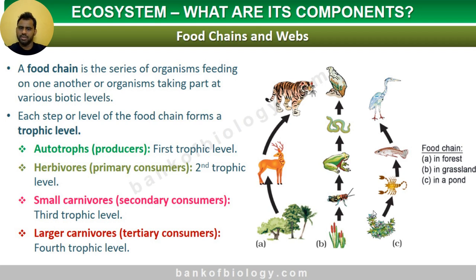They are primary consumers. They are the second trophic level. Then we have small carnivores, the secondary consumers. They are the third trophic level. It can be the tiger, it can be the frog, it can be the fish, anything.